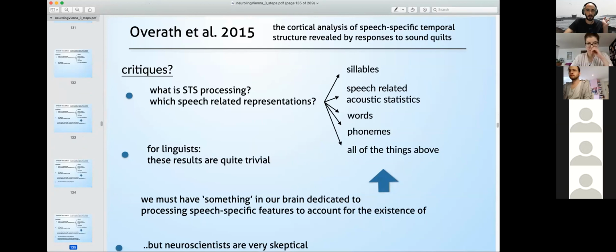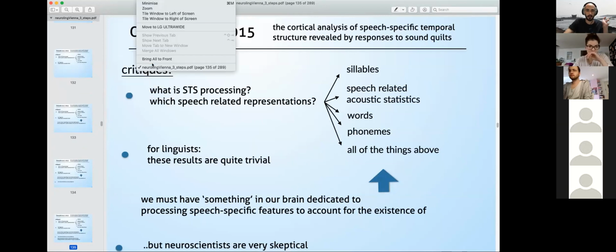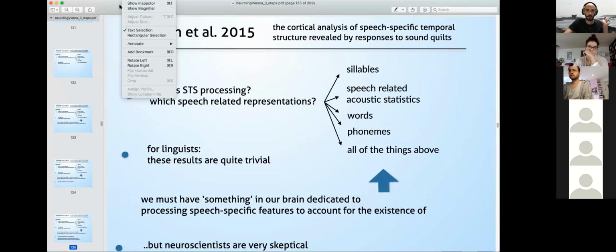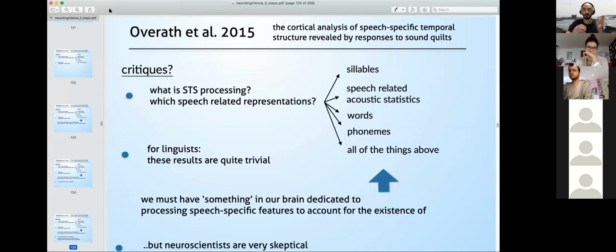Right. So here's where we were last time. Can I ask a question about this? Just very quick. Please do. So I don't speak a word of German, but do they predict that my STS wouldn't be getting activated by recognizable words, or do we know anything about, you know, people who don't speak the language?